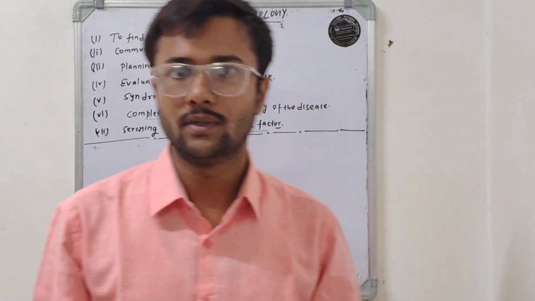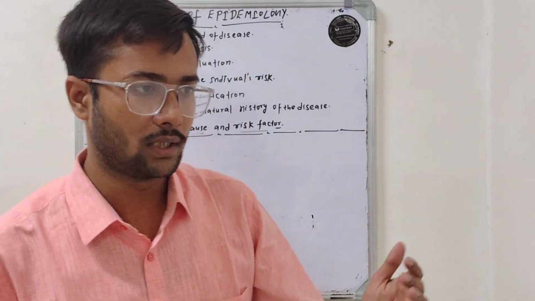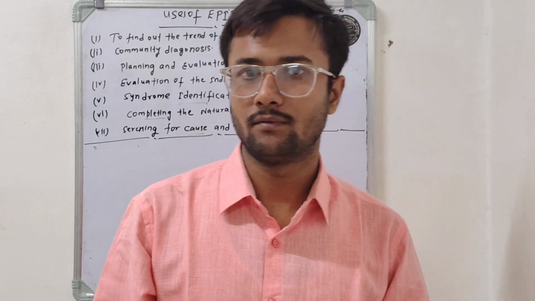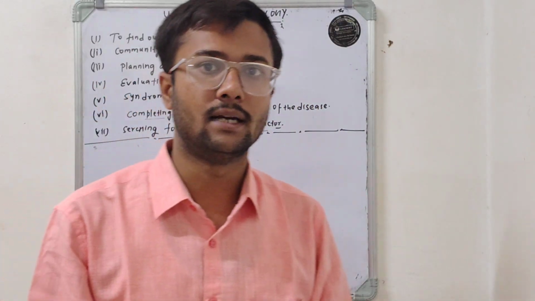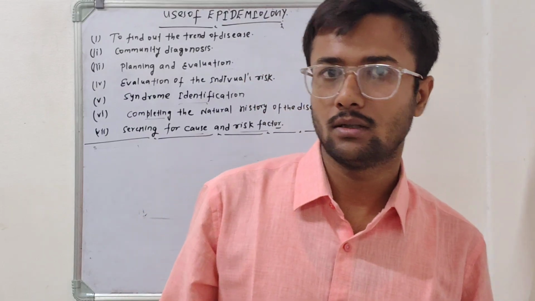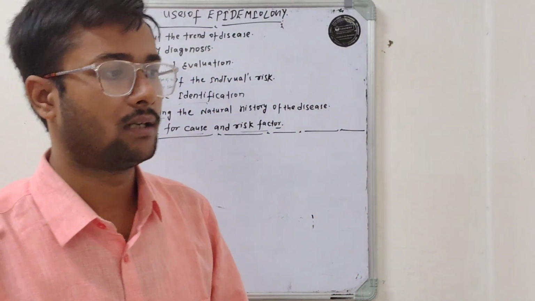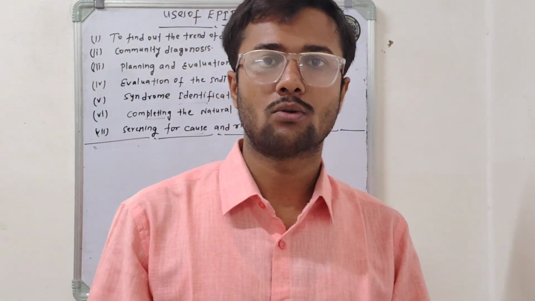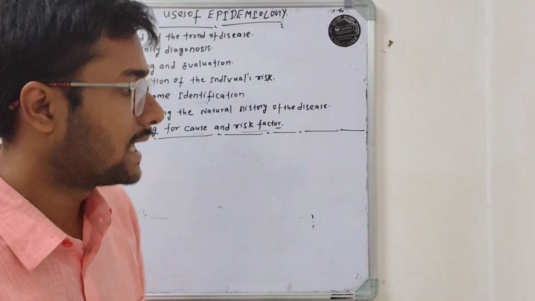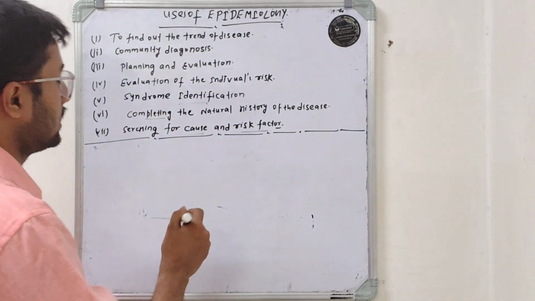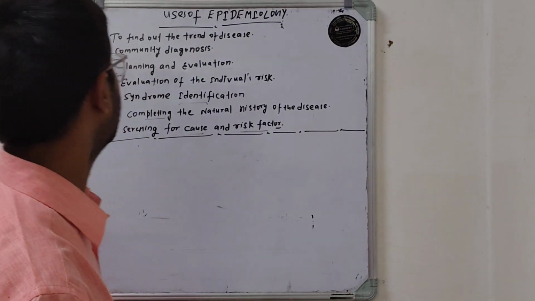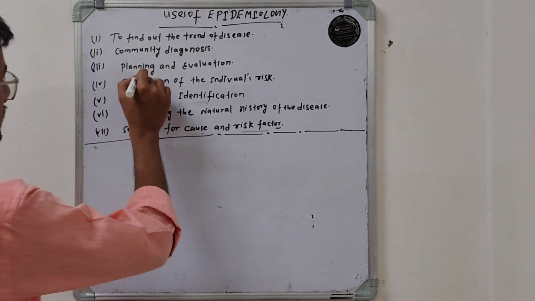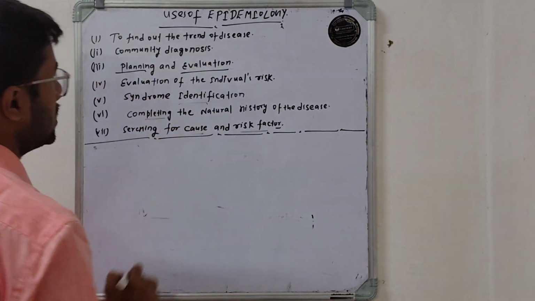After the community diagnosis, we go for the management part. We send health workers in that area for the control of the disease. We start a program for controlling the disease. So these are all examples which relate how epidemiological parameters help in community diagnosis. The third thing is planning and evaluation.